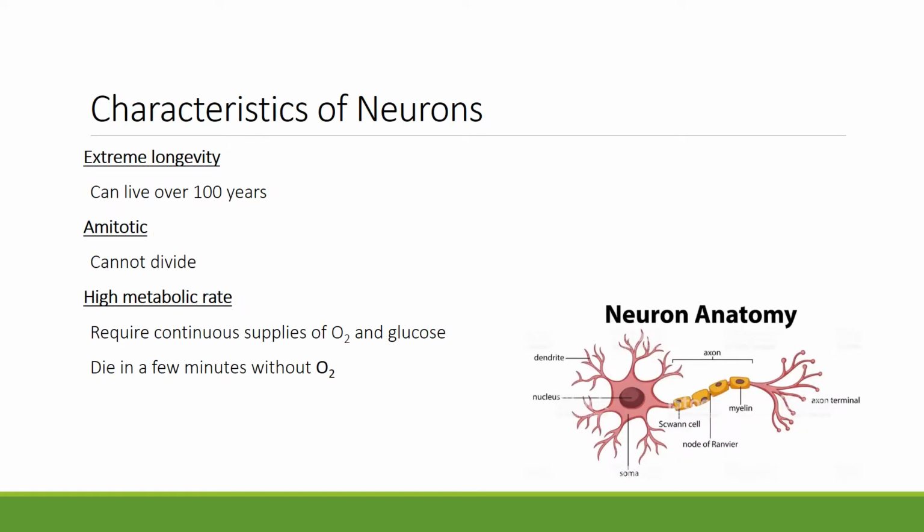Here are some characteristics of neurons. They have extreme longevity, which means they can live more than 100 years. They are amitotic, which means they cannot divide, and they have a high metabolic rate. They require continuous supplies of oxygen and glucose, and without them, the organism would die within a few minutes.